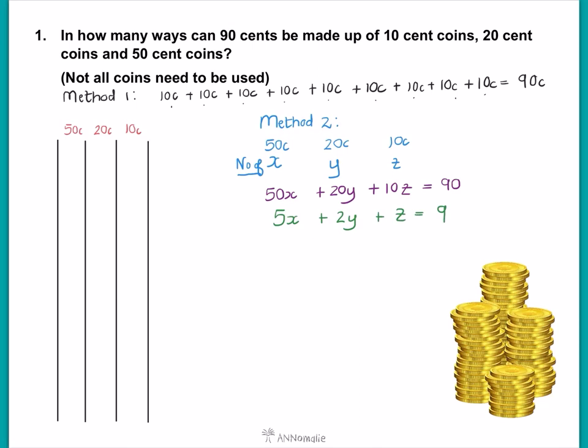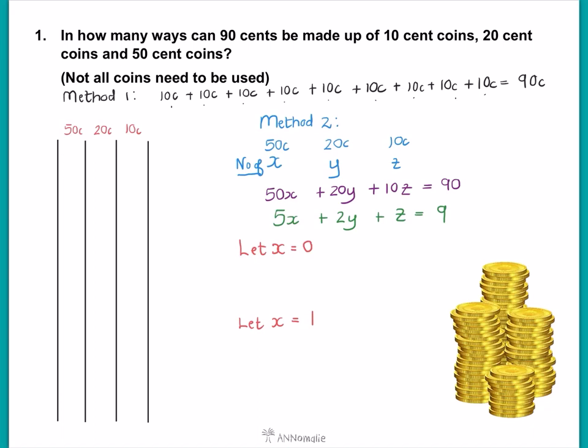Now, if we look at this, we know that there could either be no 50-cent coins or one 50-cent coin. These are the only scenarios, because if I've got no 50-cent coins, I could make up 90 cents with the 20 and 10-cent coins. If I've got one 50-cent coin, the remainder could be made up of 20 and 10-cent coins. But the minute I've got two 50-cent coins, that will be 100 cents, which is 1 rand more than the 90 cents required. So let's see what happens if x is 0.